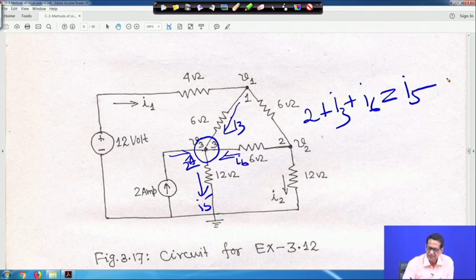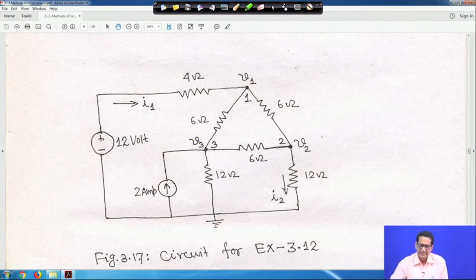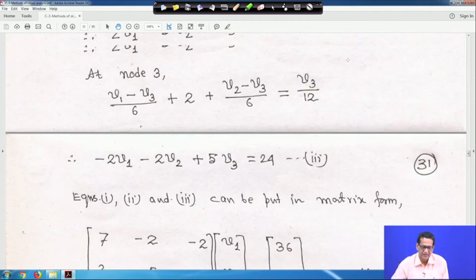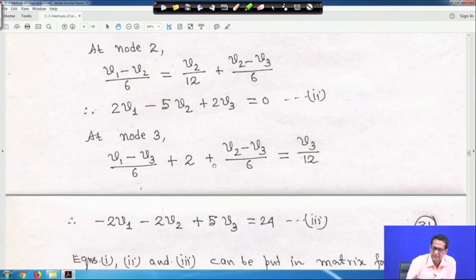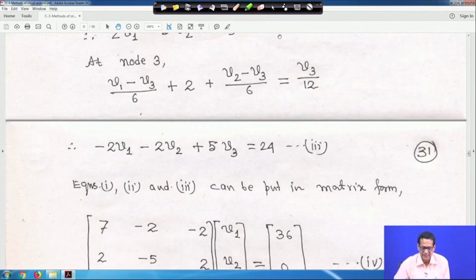So, similarly, that means I3 is equal to V1 minus V2 upon 6, and I6 is equal to V2 minus V3 upon 6, and I5 is equal to V3 upon 12, right, because here it is at ground potential. So, you put it, and let me clear it, and accordingly you will get this one, right. So, at node 3, this is the equation, whatever I wrote. Upon simplification you will get this is equation 3, right. So, solve equations 1, 2 and 3 the way you want, Cramer's rule or anything.